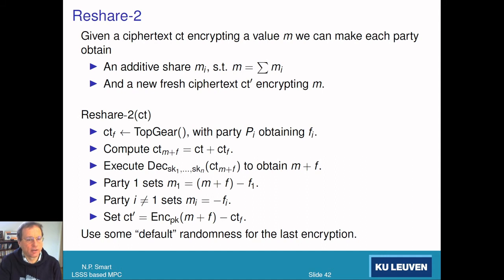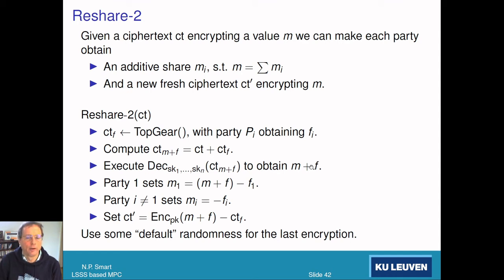Reshare 2 actually does use distributed decryption, because what we do here is we take a sharing of a random value which we take from Top Gear. We then add that onto the ciphertext we're trying to decrypt, which gives us an encryption of M plus F. We now decrypt the ciphertext encrypting M plus F to give us M plus F itself. And because F is random, this is basically a one-time pad encryption of M.